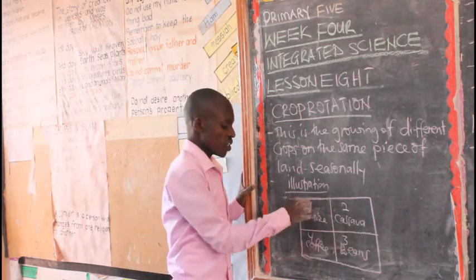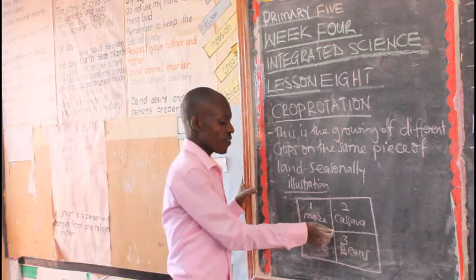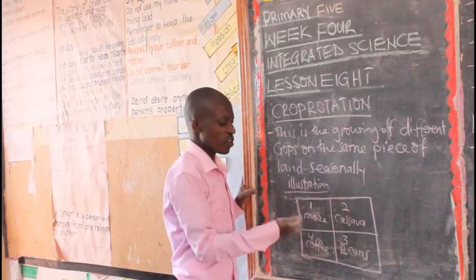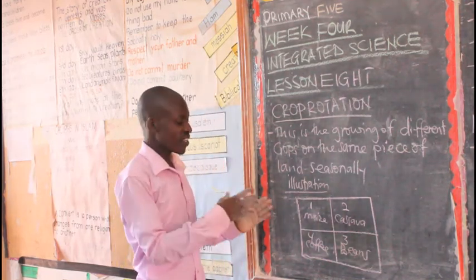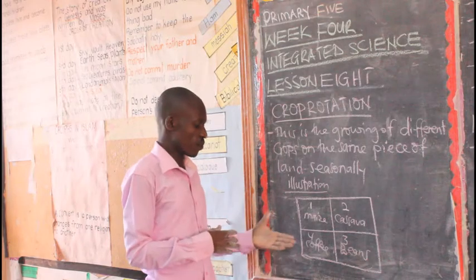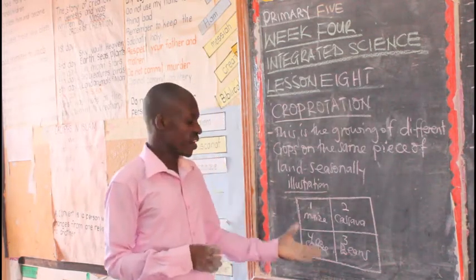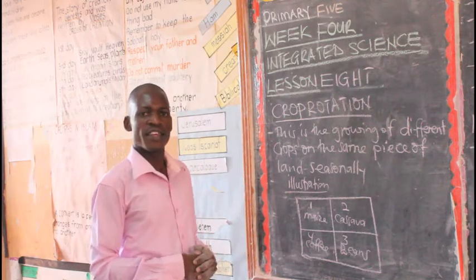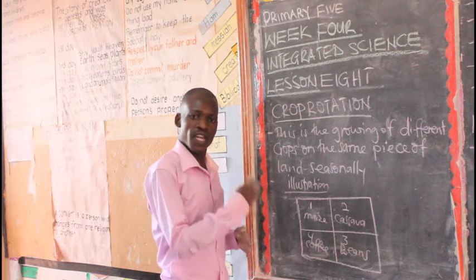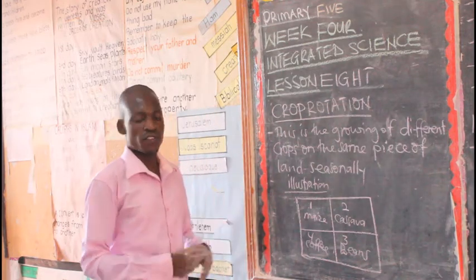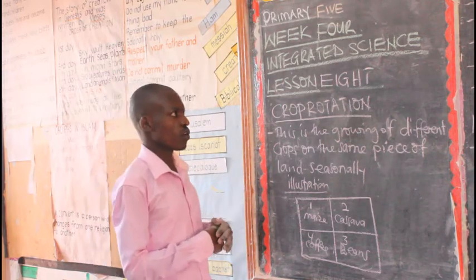In the first season, you come and grow your maize. After harvesting maize, the second season, you come and grow cassava in that very piece of land. The third season, after harvesting cassava, you put there now beans. The same piece of land. In the next season, you are putting coffee in the same piece of land. So you are growing different crops on the same piece of land, seasonally, or season after season. This is what we call crop rotation.